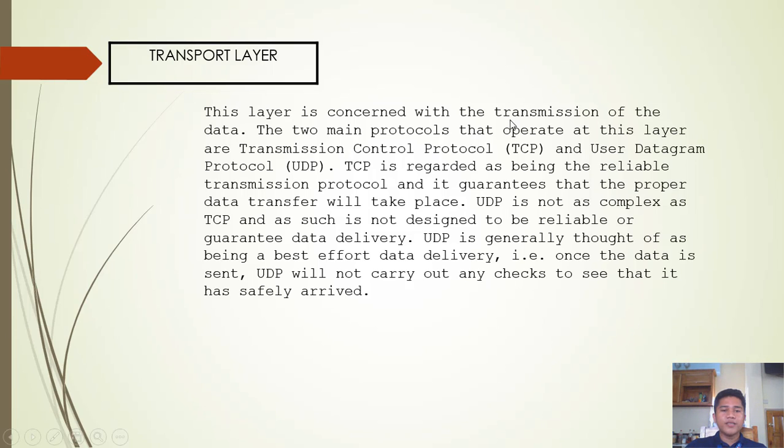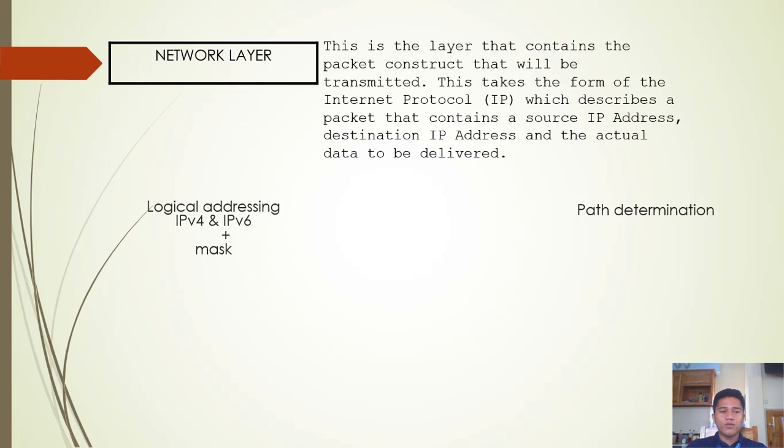This layer is concerned with transmission. The two main protocols that operate in this layer are the Transmission Control Protocol, or TCP, and the User Datagram Protocol, or UDP. Let's move on to the network layer.